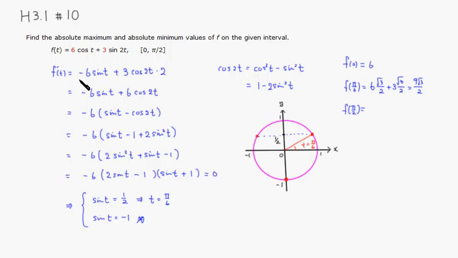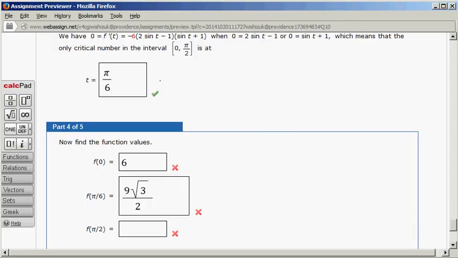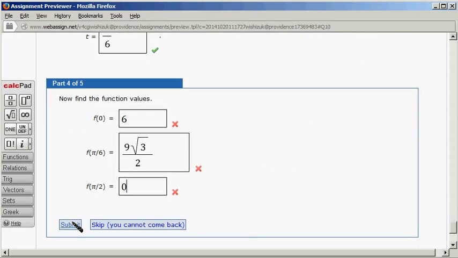And f of pi over 2: cosine of pi over 2 is 0, and sine of pi is 0, so this is going to be 0. So let's submit.